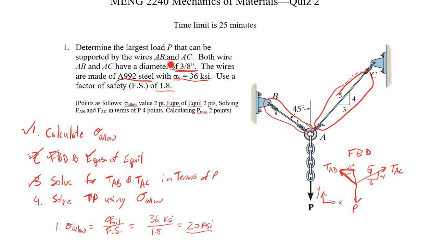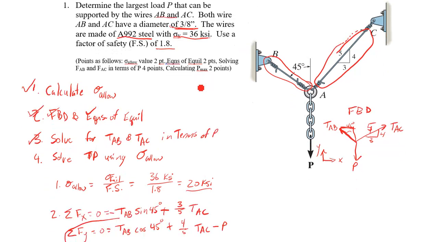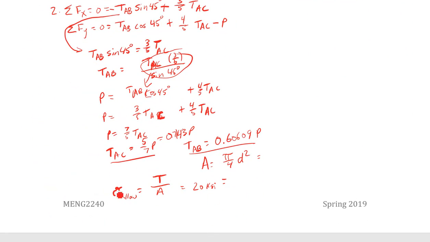If they're different diameters, we have to calculate them separately and fill them into the correct equation here for the allowable and that tension in the wire. So that's going to be pi over 4 times 3/8 squared, and it gets you about 0.110 inches squared. So which one of these is bigger? This one is the bigger P, so that should be our limiting case.